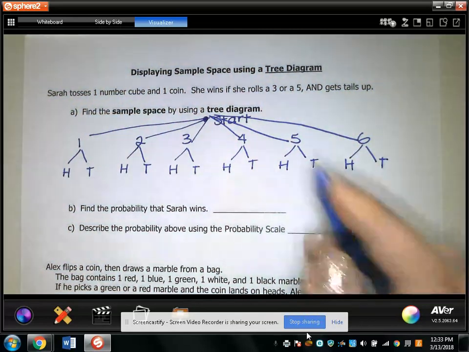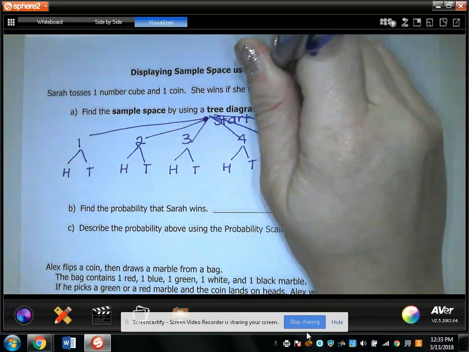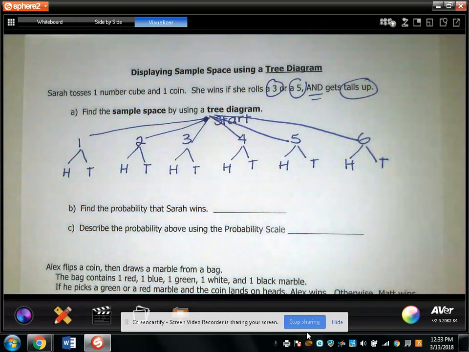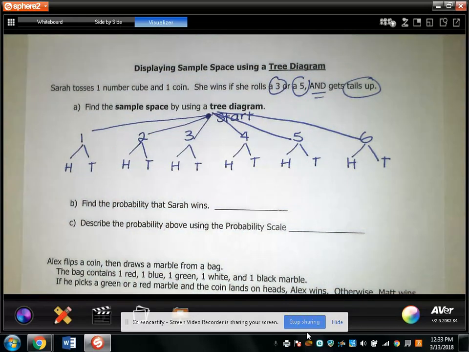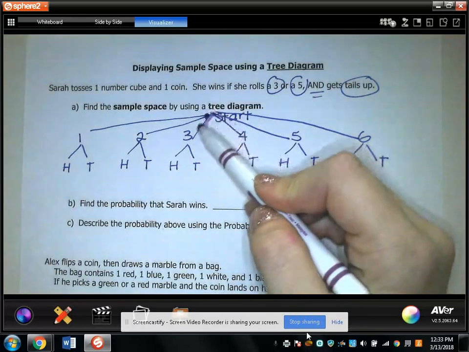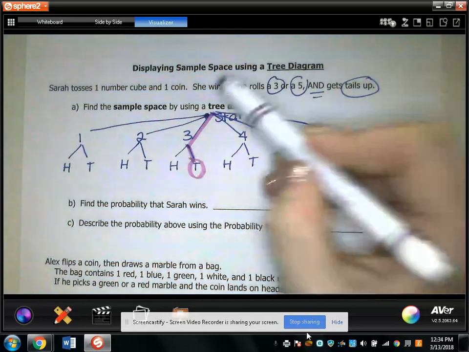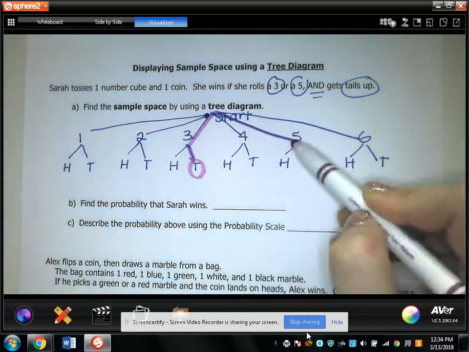All right. She wins if she rolls a 3 or a 5 and gets tails up. So let's see. She wins if she rolls a 3 and gets tails up. And she wins if she rolls a 5 and gets tails up.